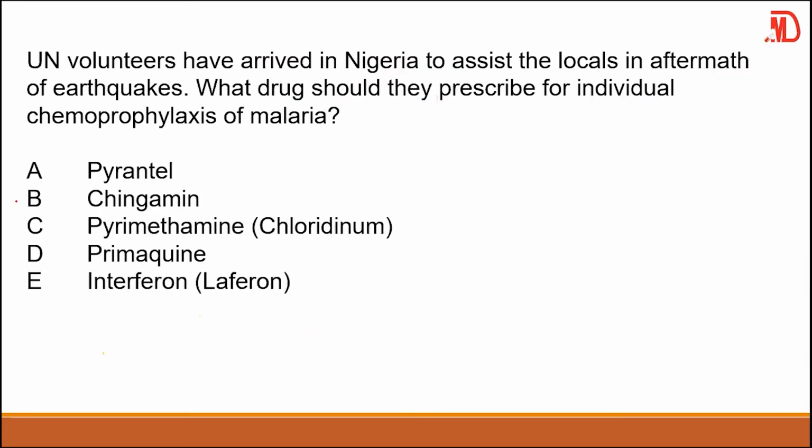UN volunteers have arrived in Nigeria to assist the locals in aftermath of earthquakes. What drugs should be prescribed for individual prophylaxis of malaria? They must know what we give for people to prevent malaria. Don't forget, they are UN people. They are not from Africa.